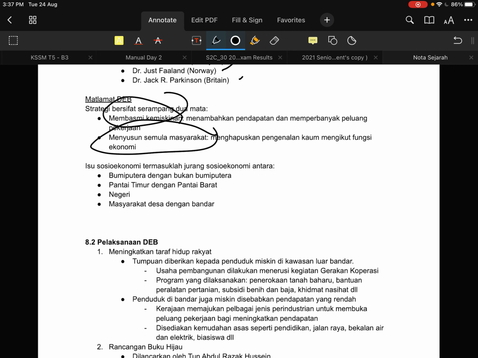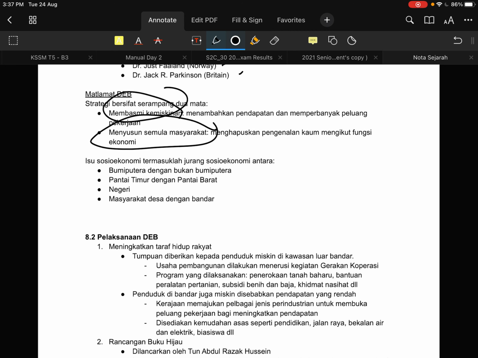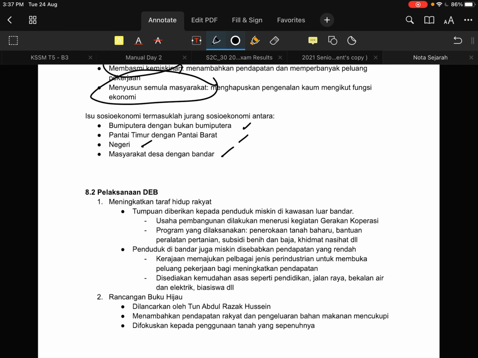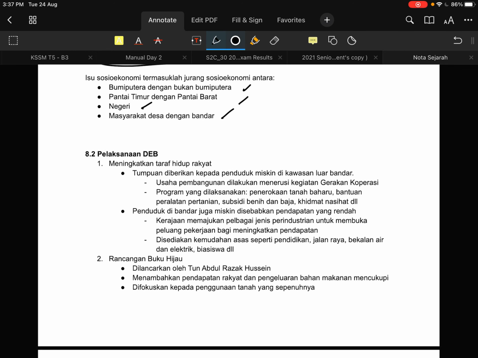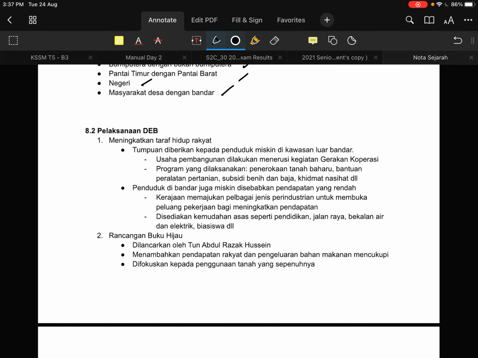And then they also want to get rid of these socioeconomic issues. There are four main socioeconomic issues, like to close the gap between number one, bumi and non-bumi, number two, east coast and west coast, number three, between states like Sabah, Sarawak and the others, and number four, between desa and bandar, between villages and cities, rural and urban.